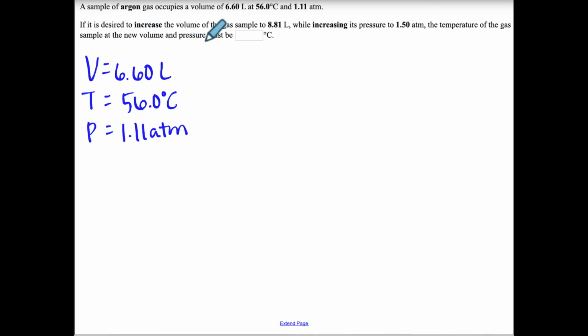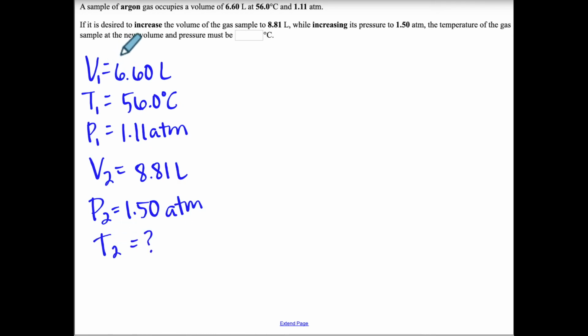All right, this problem says a sample of argon gas occupies a volume of 6.6 liters at 56 degrees Celsius, which is a temperature, and 1.11 atmospheres, which is a pressure. If it is desired to increase the volume, so now we're going to have V2, so now this is V1, T1, and P1, to 8.81 liters, while increasing the pressure to 1.50 atmospheres, the temperature of the sample at the new volume must be what in Celsius? So we want a temperature in Celsius, but we have to solve for it in Kelvin, so we have to convert this number to Kelvin, and we get 329 Kelvin.